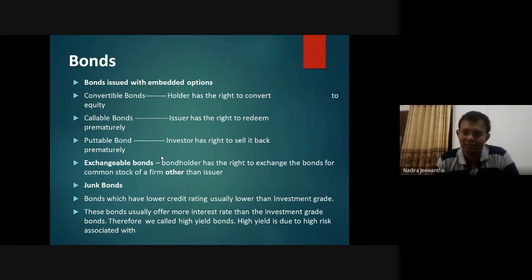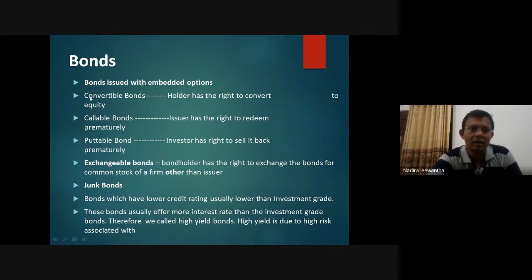Who has the right? That's the point. Read this carefully. For convertible bonds or debentures, the holder has the right to convert. The holder means the person who invests. Who can say when he is going to convert into shares? Nobody knows. So there is a risk of time. The exact time is a risk. So then you pay more.